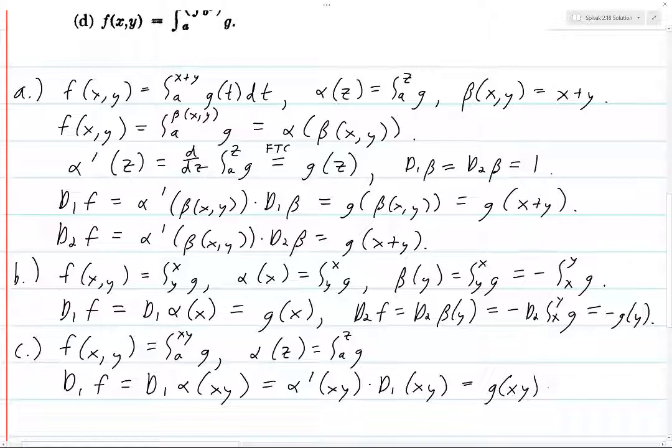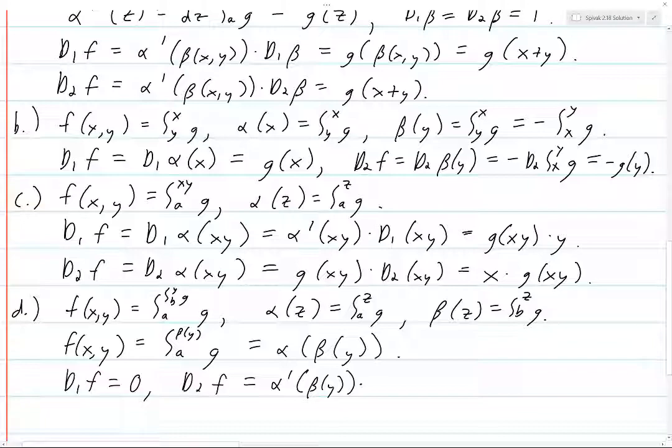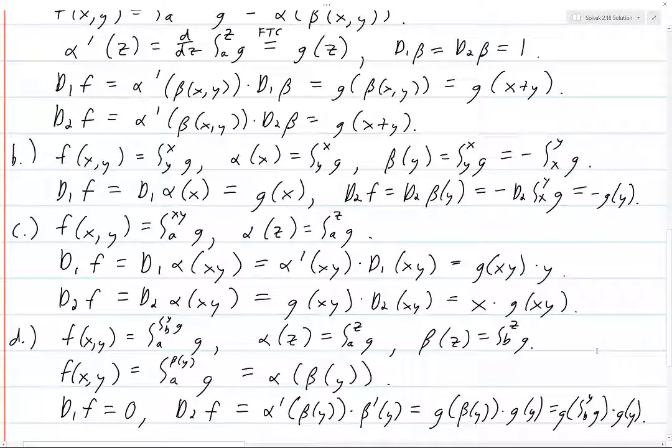And so from here, there's no x's involved at all in this problem. So we know that d1 of f is going to be 0, but d2 of f is going to be, let's see here, we need alpha prime of beta of y times beta prime of y. Alpha prime and beta prime are just g of the upper limit. So this is going to be g of beta of y times g of y. And so this is going to be finally g of, and on the inside here we've got the integral from b to y of g, and then we multiply by g of y. And that's all there is to this part of the exercise, and I believe that's it. That is it. So now we are finished.